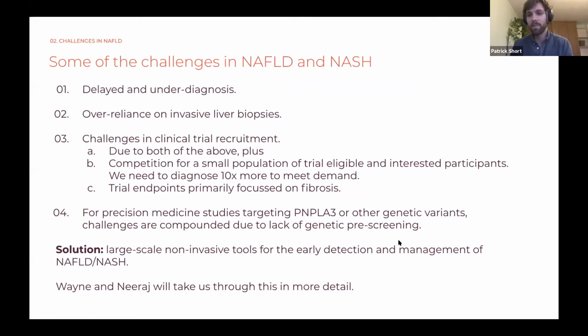So one big, and it's really simple to say this, is a solution. I think Wayne and Neeraj have ideas on how we can get there, but large scale and non-invasive tools and approaches for early detection and management can really help us to solve a number of these challenges and ultimately improve prospects for patients and people who may not actually know they're at risk.